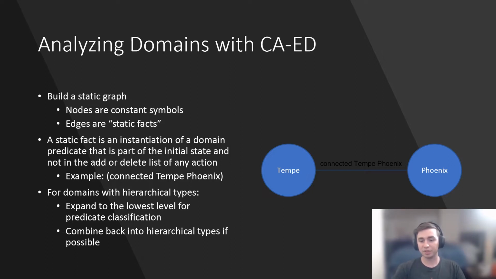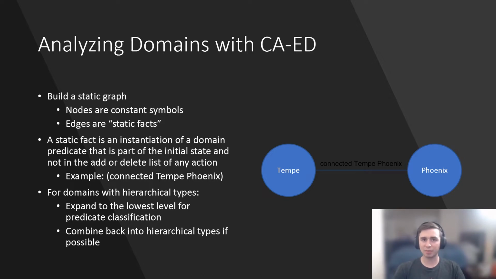For example, connected Tempe Phoenix. If Tempe and Phoenix are objects in the domain and they're connected, the fact connected Tempe Phoenix is a static fact as long as there's no bulldoze action that removes the many roads connecting them, because it's always true for any plan in this domain. It's immutable. For domains with hierarchical types, we first expanded the lowest level for predicate classification.